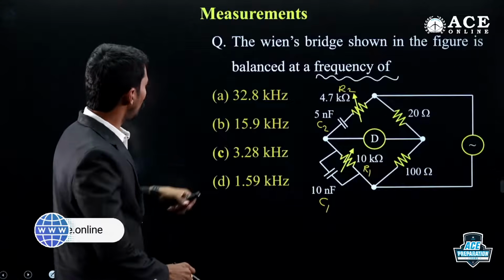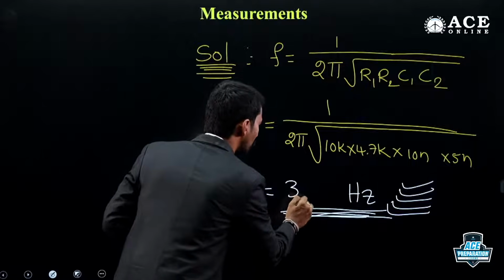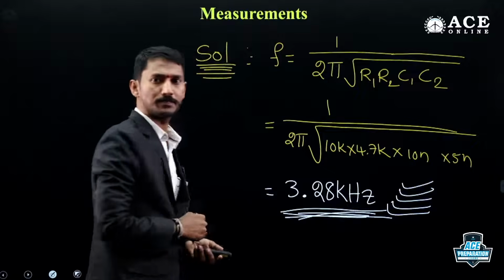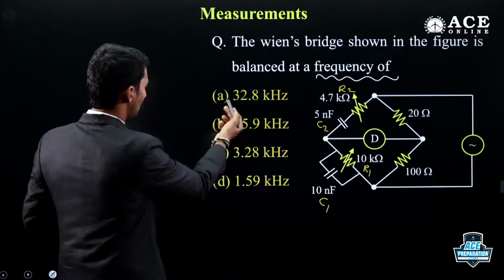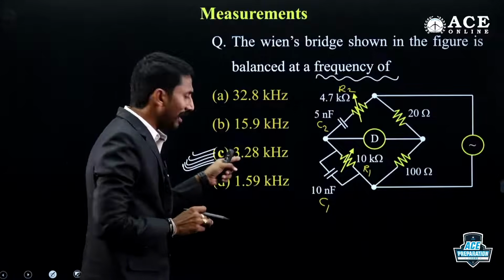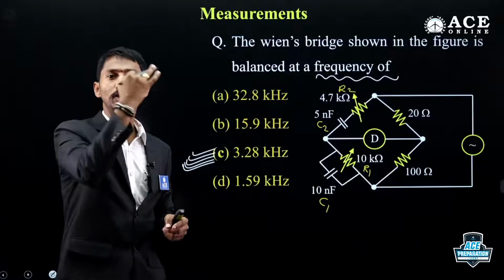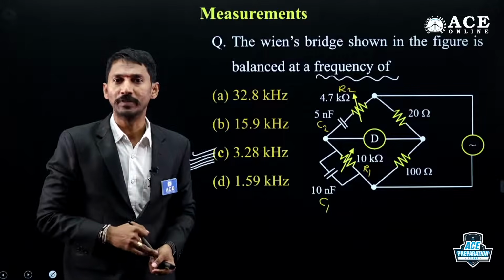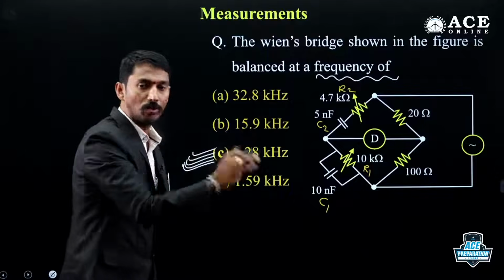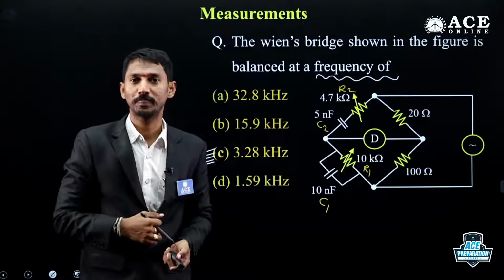Right. If you see that, you will be getting approximately 3.28 kilohertz. Approximately you will be getting 3.28 kilohertz. Right, that is option C. Just verify. Whenever I am giving the values directly, you need to calculate and verify your value with my value, because I am not wasting the time by calculating the things. I am giving the value directly after explaining the complete concept.